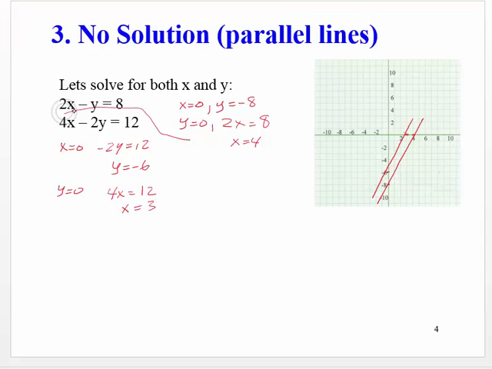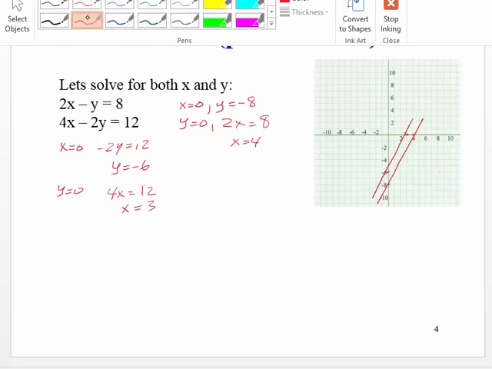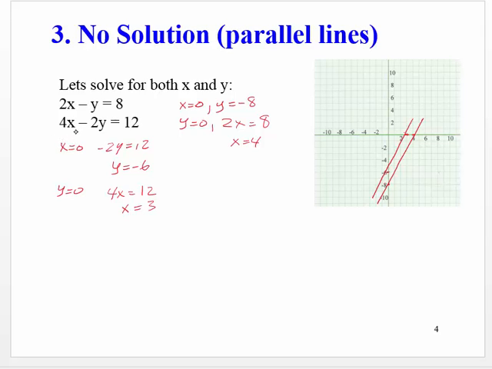Let's erase this here. Okay. Well, if we try to solve this, I can multiply this one times a negative 2. And I'll get, this is going to be minus 4x plus 2y is equal to a negative 16. This one I don't do anything to. 4x minus 2y is equal to 12.